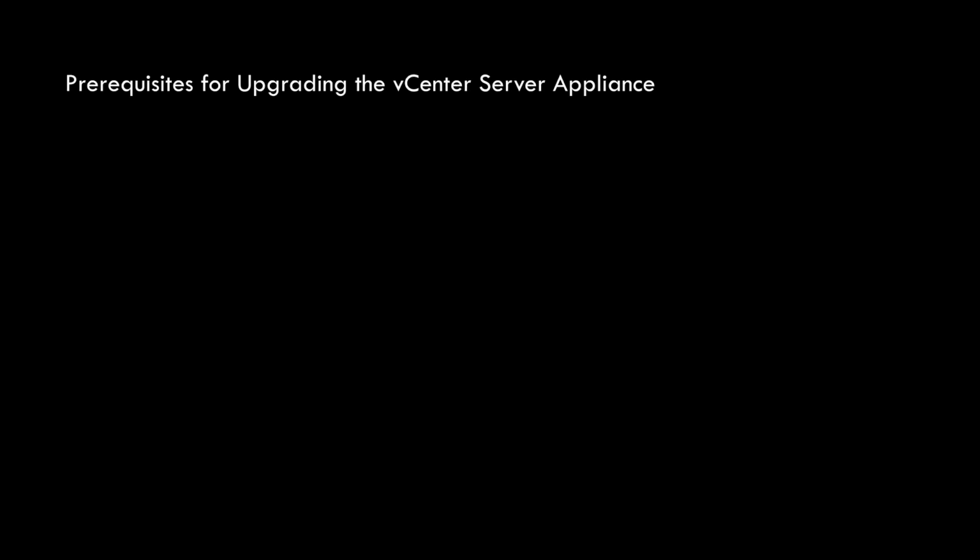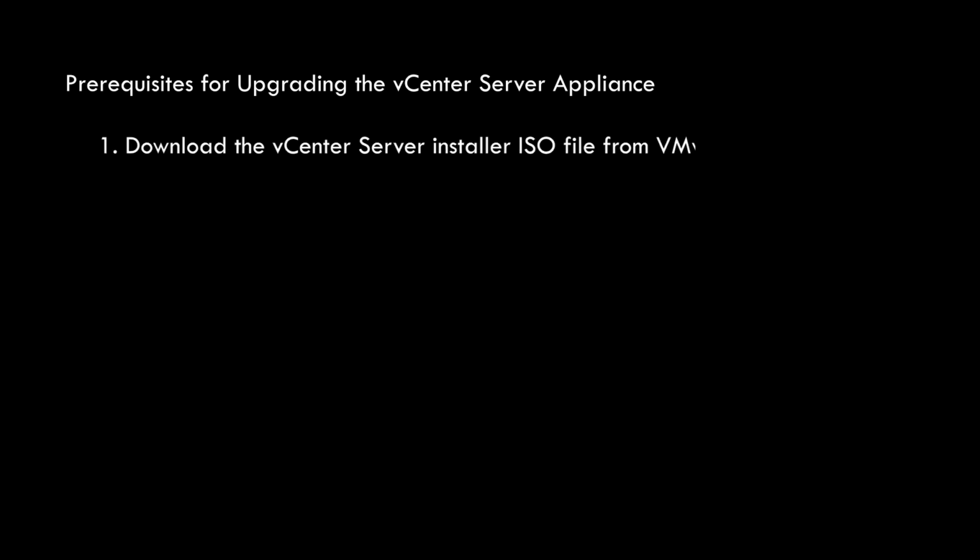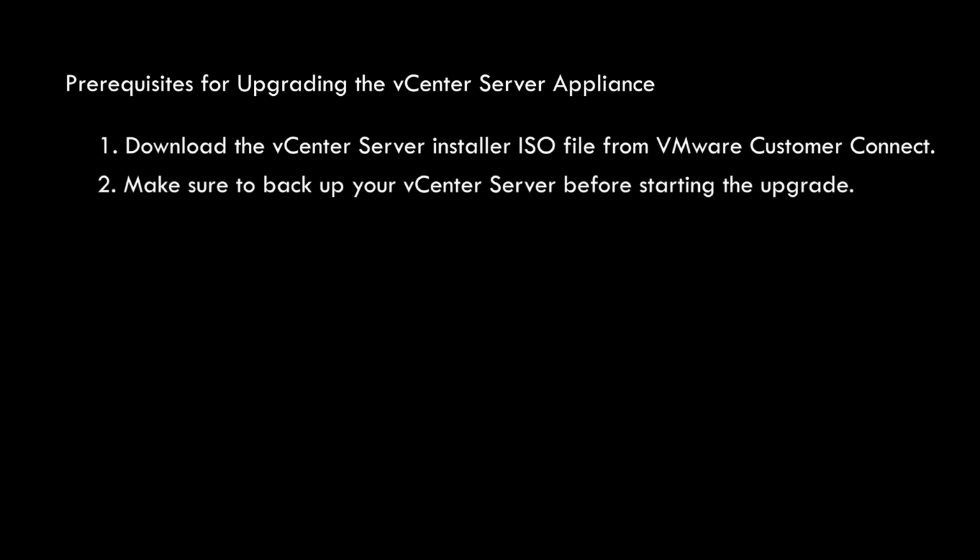Before we dive into the upgrade process, there are a few prerequisites you need to ensure. First, download the VMware vCenter Server Appliance ISO file from the VMware Customer Connect portal. This file is essential for the upgrade process. Additionally, as a precautionary measure, make sure to back up your vCenter server before initiating the upgrade.